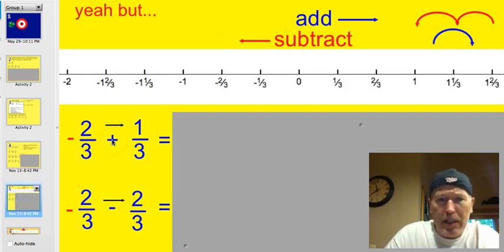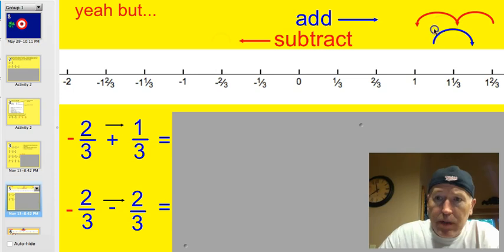There's always yeah buts on these. Take a look at this one. Now you're at a negative 2/3, and you're going to add 1/3. What? All right, well, let's just think this number line through. That's why I put it in here. We're at negative 2/3 right over here in the number line, and we're going to add 1/3.